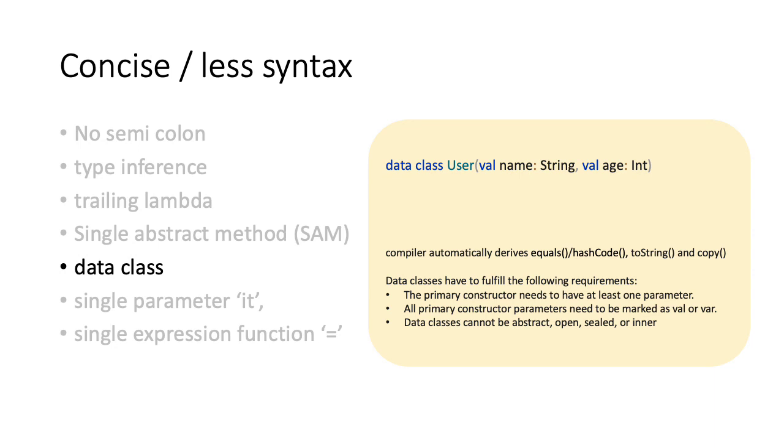Data class. Here is a simple example of the user data class. The Kotlin compiler will generate the equals, hashCode, toString, and copy methods. Data classes have to fulfill the following requirements. The primary constructor needs to have at least one parameter. All primary constructor parameters need to be marked as val or var. Data classes cannot be abstract, open, sealed, or inner.